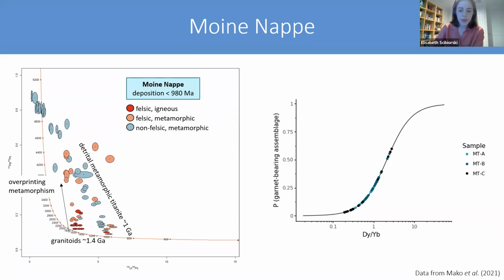So I think this is pretty cool because we've been able to basically use the titanite chemistry to identify two different potential source rock lithologies for detrital titanite in these samples from the Moine Nappe. So as you can see, we can get a whole lot more information out of the titanites just by incorporating the data from the trace element chemistry.